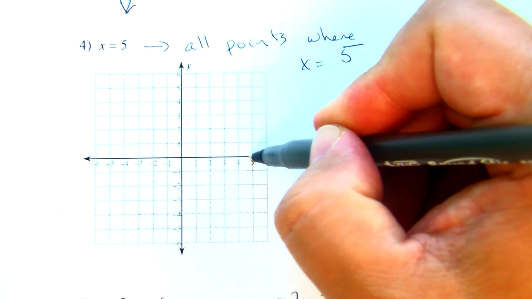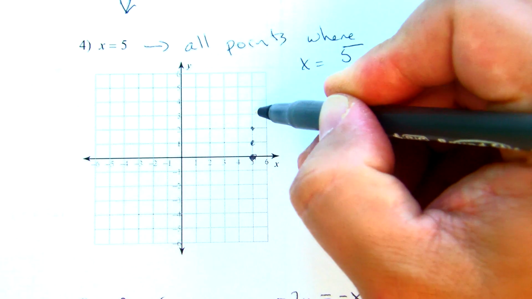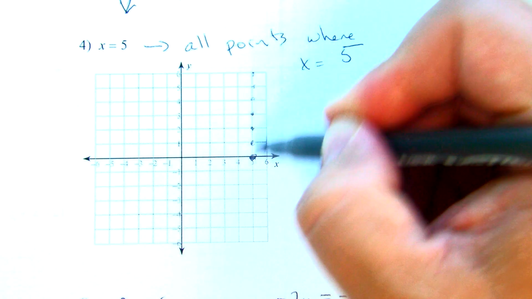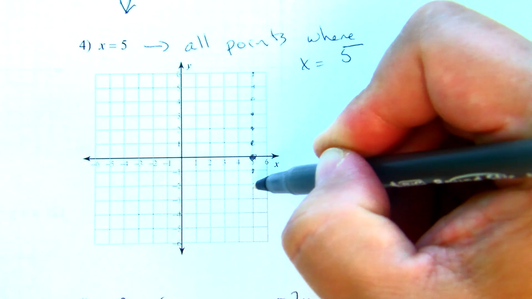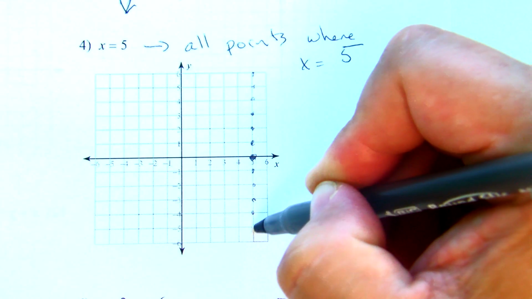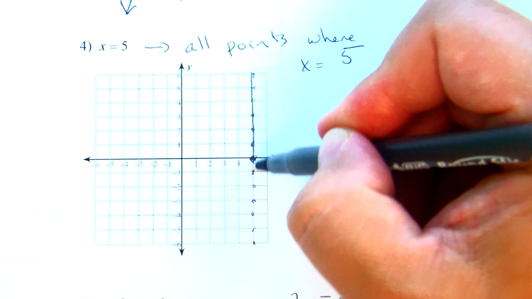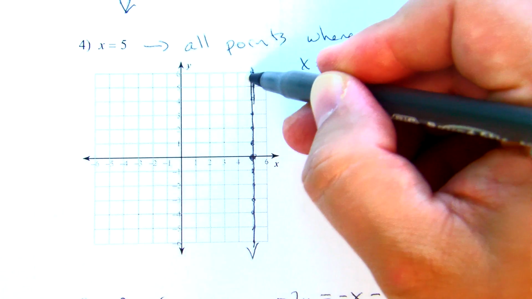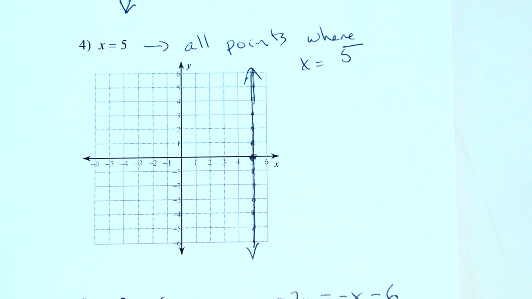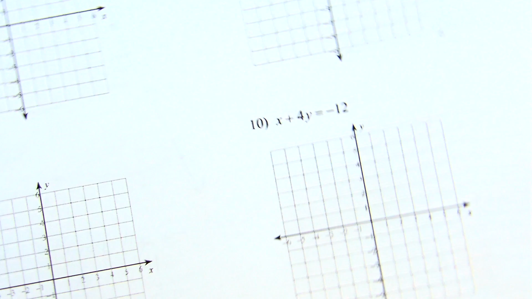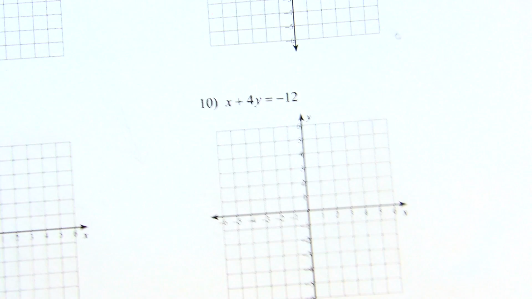So where are all the points where x equals 5? All along this line. All these points have an x value of 5. And there's your line. Let's look at one more.